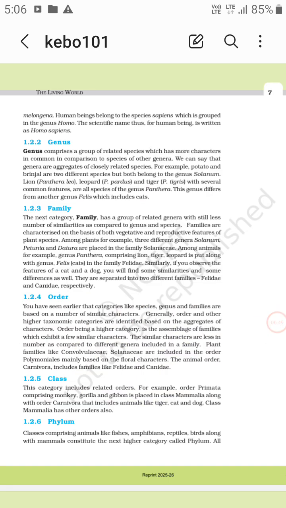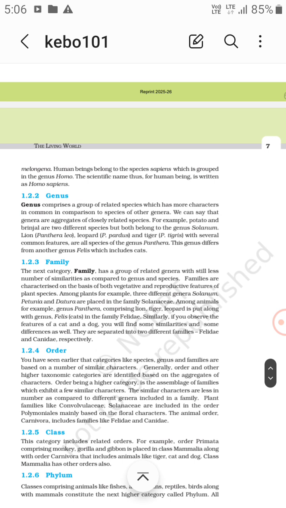Families are characterized on the basis of both vegetative and reproductive features of plant species, and three different genera: Solanum, Petunia, and Datura are placed in the family Solanaceae. Among animals, genus Panthera comprising lion, tiger, leopard is put along with genus Felis, cats, in the family Felidae. A genus comprises a group of related species which has more characters in common in comparison to species of other genera. Genera are aggregates of closely related species.